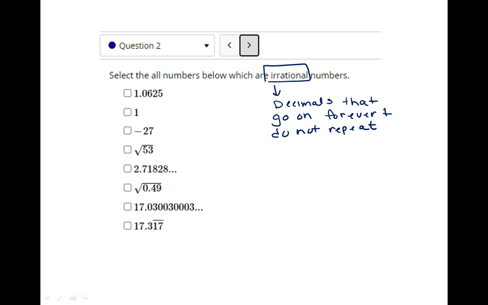Nope. Negative 27, no. Square root 53. You get 7.280109889. The only reason it looks like it terminates is because there's no more room on the calculator. That's irrational. This is irrational. 0.49 is equal to 0.7. That's not irrational. This is irrational. Repeating decimals are not irrational.